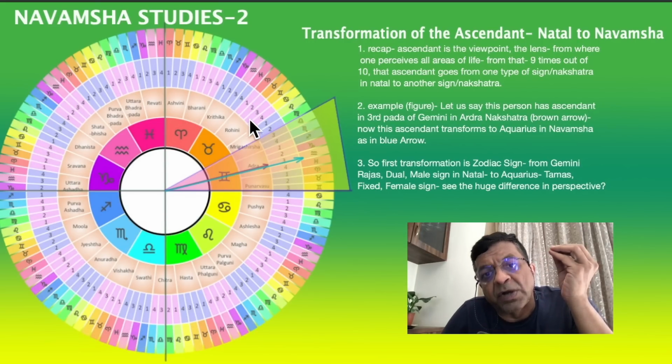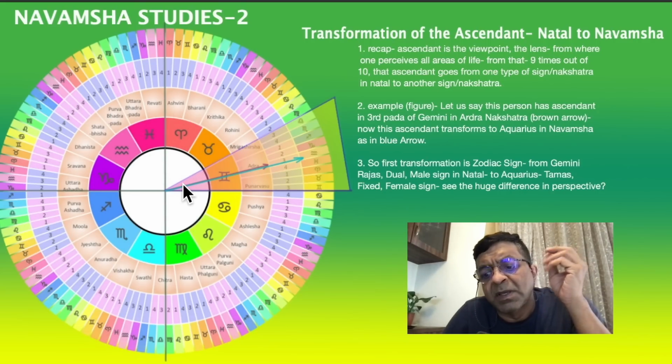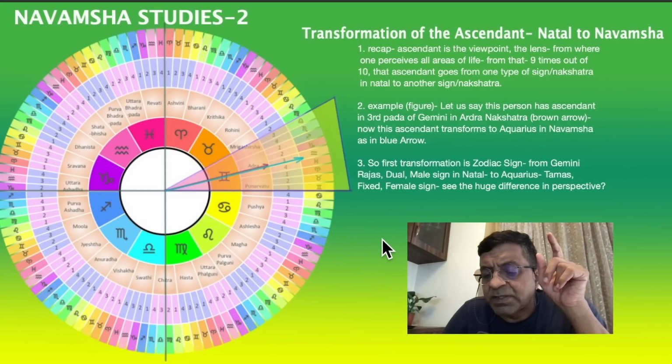Most of them are not. Most of the time, 9 times out of 10, it is always different. What is there in natal and what is there in Navamsha becomes different. Either it is going from earth to air, earth to fire, fire to earth, and so on and so forth. There are all kinds of combinations as we go around this pie. So that's the very first point to remember. What's next?